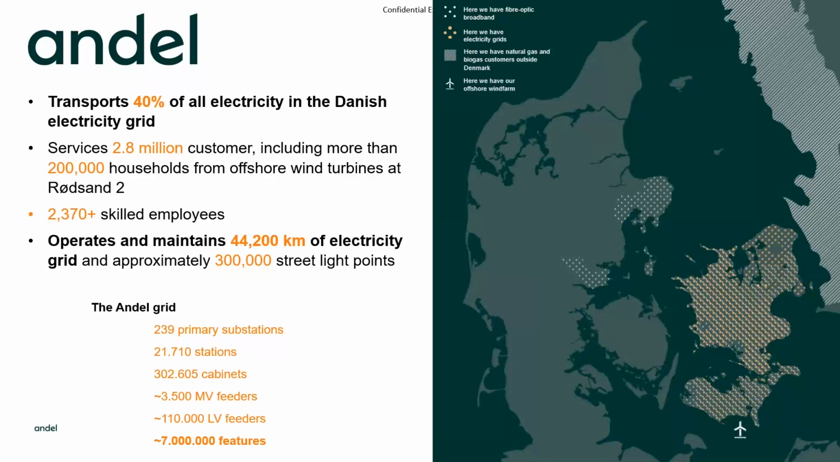They service 2.8 million customers, and out of those, 200,000 are serviced via offshore wind turbines. They are a large organization with just under 2,400 employees, and they also have a really complicated electricity grid. I mean, 44,000 kilometers. Putting that in perspective, if you stretch that out, it would go around the diameter of the Earth more than once.